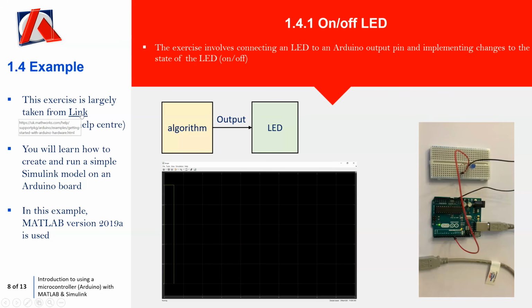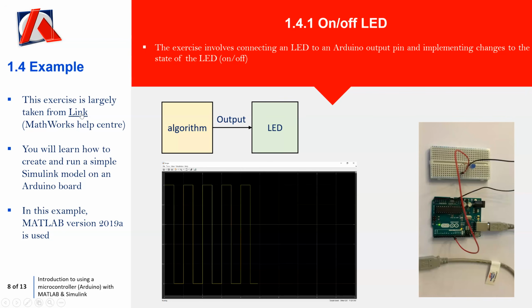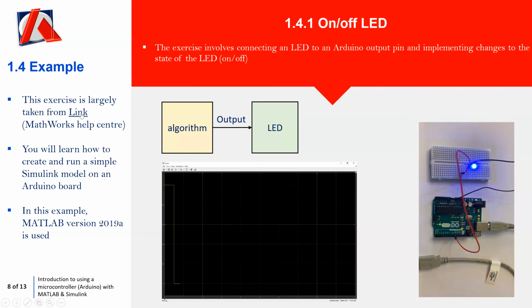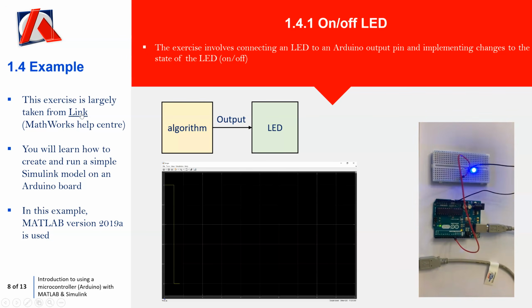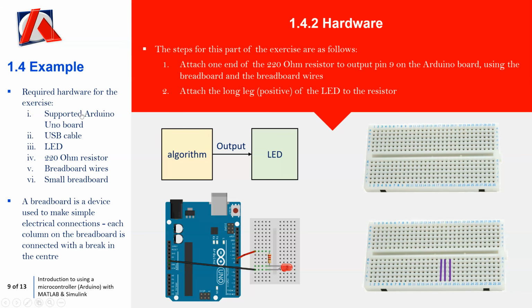In this example, MATLAB version 2019a has been used, and the setup is effectively an algorithm to turn the LED on and off. What it's doing is alternating 5 volts being applied for a given time, and then not applied. Okay, and you can see the LED going on and off as a result. In terms of the hardware, it looks like that.